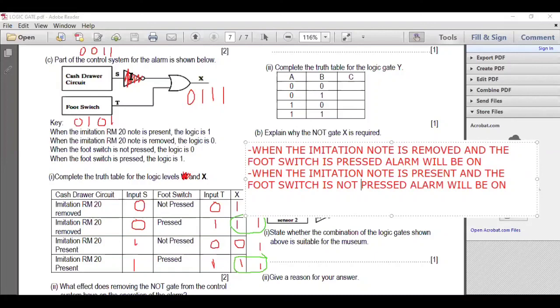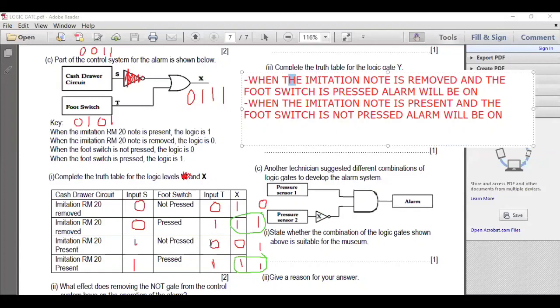So without the NOT gate, what happened? We have this odd situation. The second and fourth one is okay because it still follows the previous one. If you remove, it's still on, or if you press and remove the note, it's still on. It's still okay. But the ones which are odd are the first one and the third one. It's not doing what we want it to do, because we want that if the note is still there and we don't press, the alarm should not be triggered. But if we remove and we don't press, the alarm is supposed to be triggered, but it doesn't get triggered here.